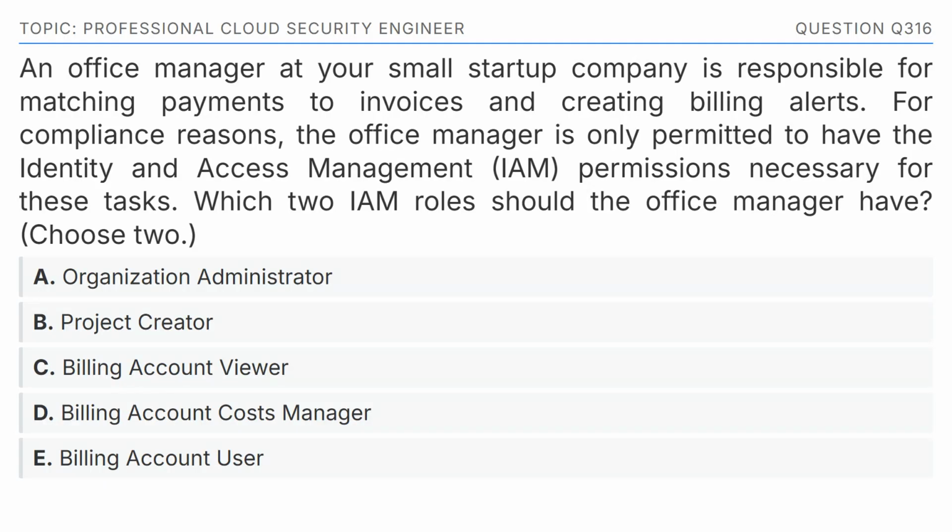An office manager at your small startup company is responsible for matching payments to invoices and creating billing alerts. For compliance reasons, the office manager is only permitted to have the identity and access management (IAM) permissions necessary for these tasks. Which two IAM roles should the office manager have? Choose two. The options are: Option A, Organization Administrator. Option B, Project Creator. Option C, Billing Account Viewer. Option D, Billing Account Costs Manager. Option E, Billing Account User.